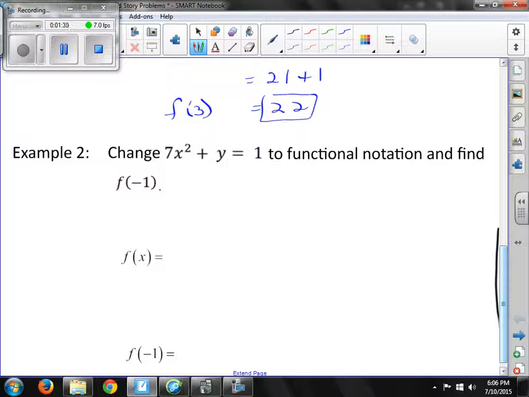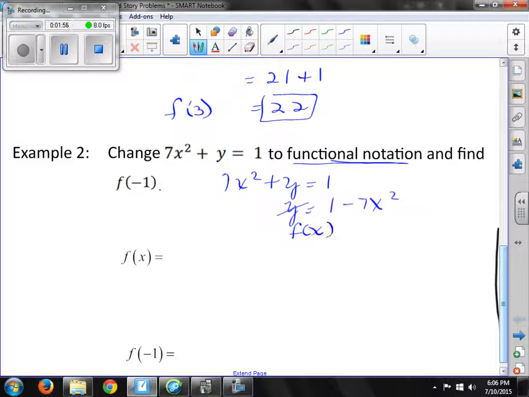Now our second example, we have the equation 7x squared plus y is equal to 1. And our first step is to solve the equation for y. So we want to subtract 7x squared from both sides. So we'll have y is equal to 1 minus 7x squared. Now, in order to get it in functional notation, I have to replace the y with f of x. So I have f of x is equal to 1 minus 7x squared.